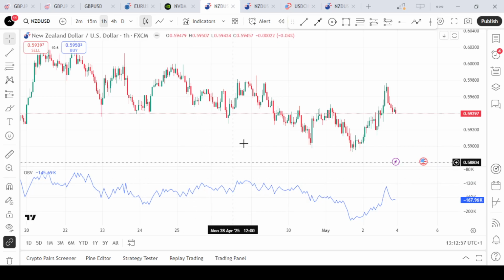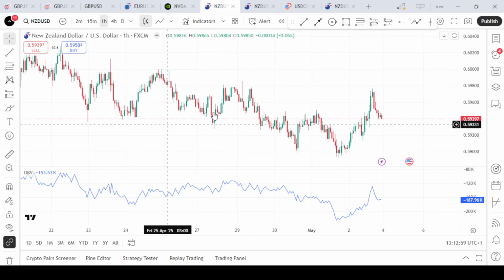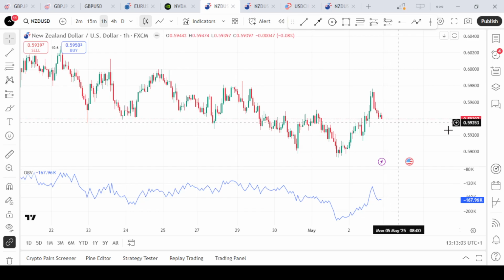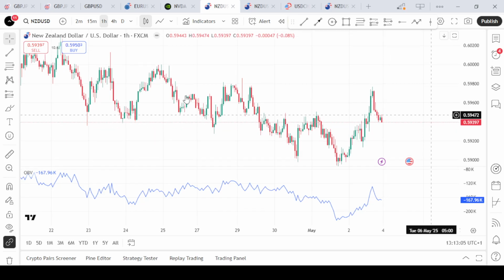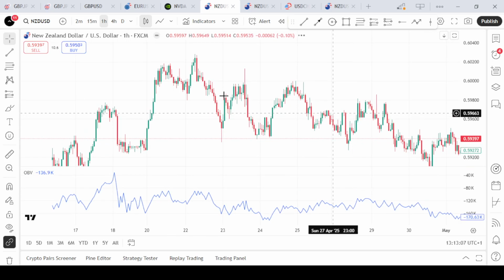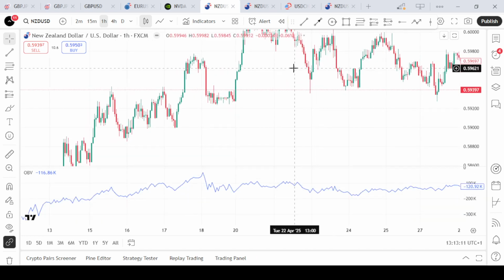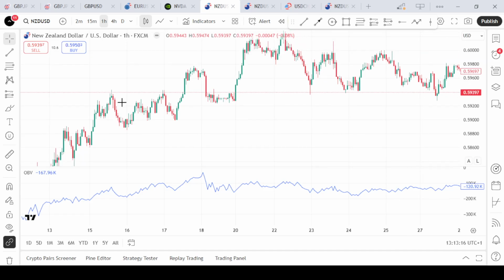For instance, if both price and the OBV are making higher highs and higher lows, this is a strong signal for an uptrend.